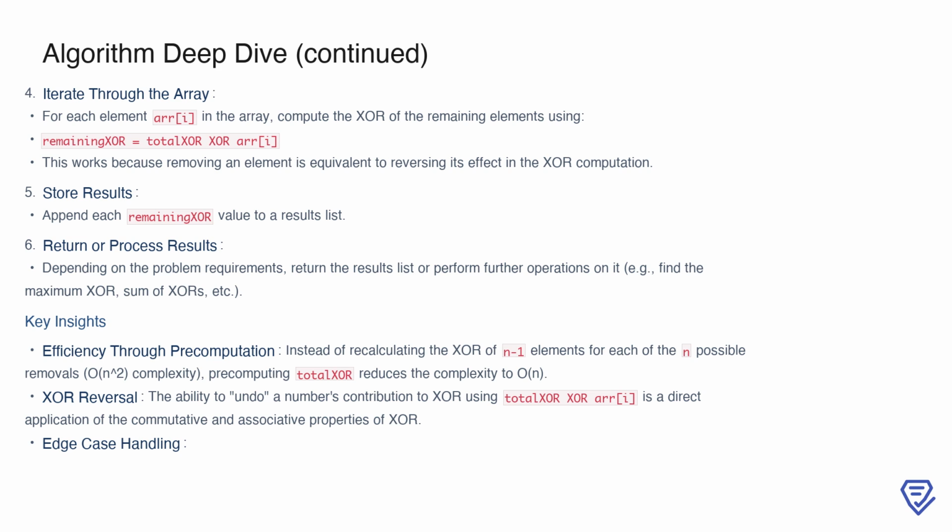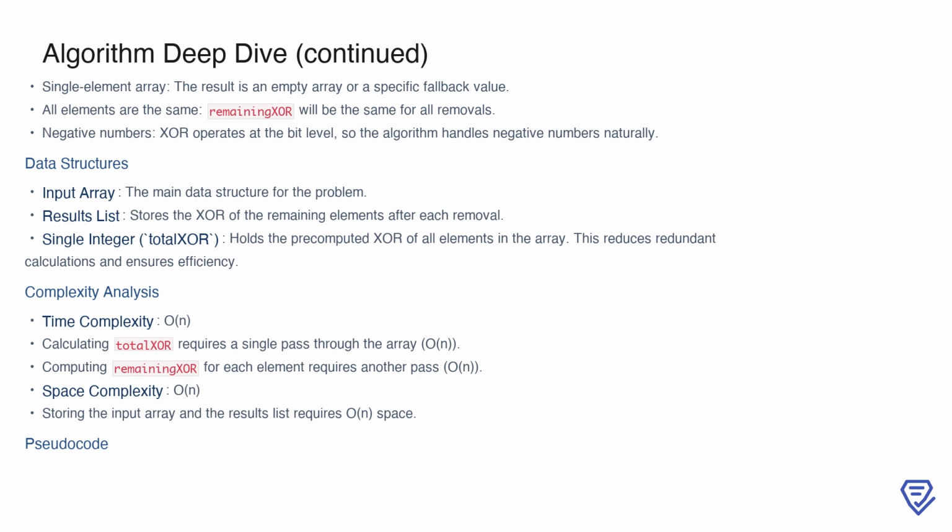Instead of recalculating the XOR for the remaining n-1 elements repeatedly, which would take O(n²) time, using total XOR reduces the overall complexity to O(n). This optimization is a direct application of XOR's commutative and associative properties, allowing us to reverse a number's effect with a simple calculation. When implementing this algorithm, it's essential to handle edge cases appropriately. For example, if the array contains only one element, there are no remaining elements after removal, so the result might be an empty array or a predefined fallback value.